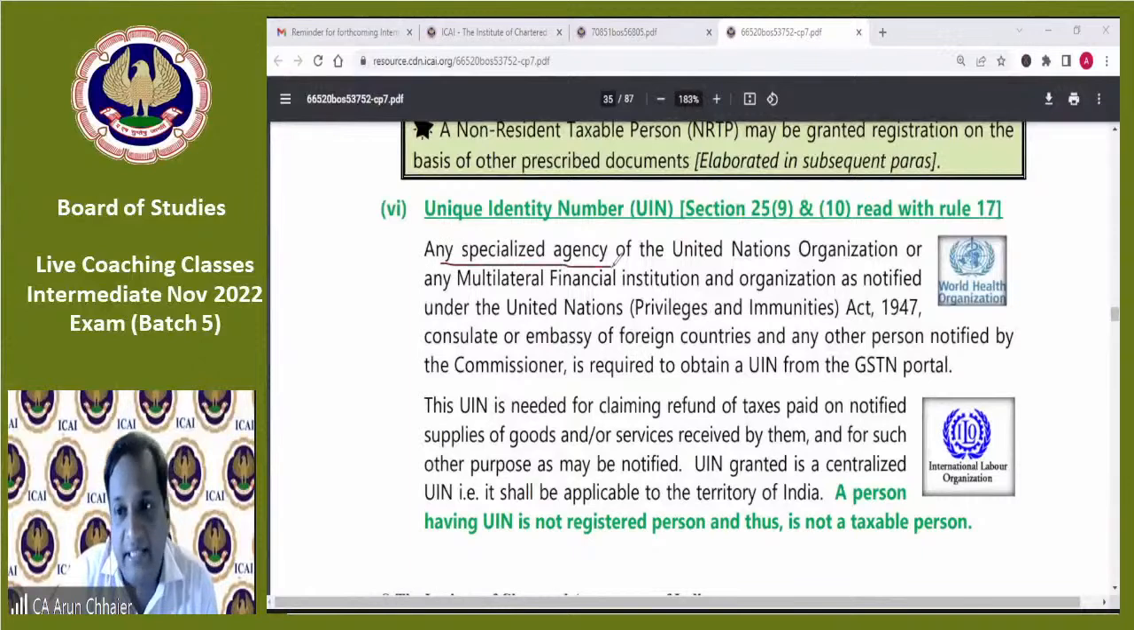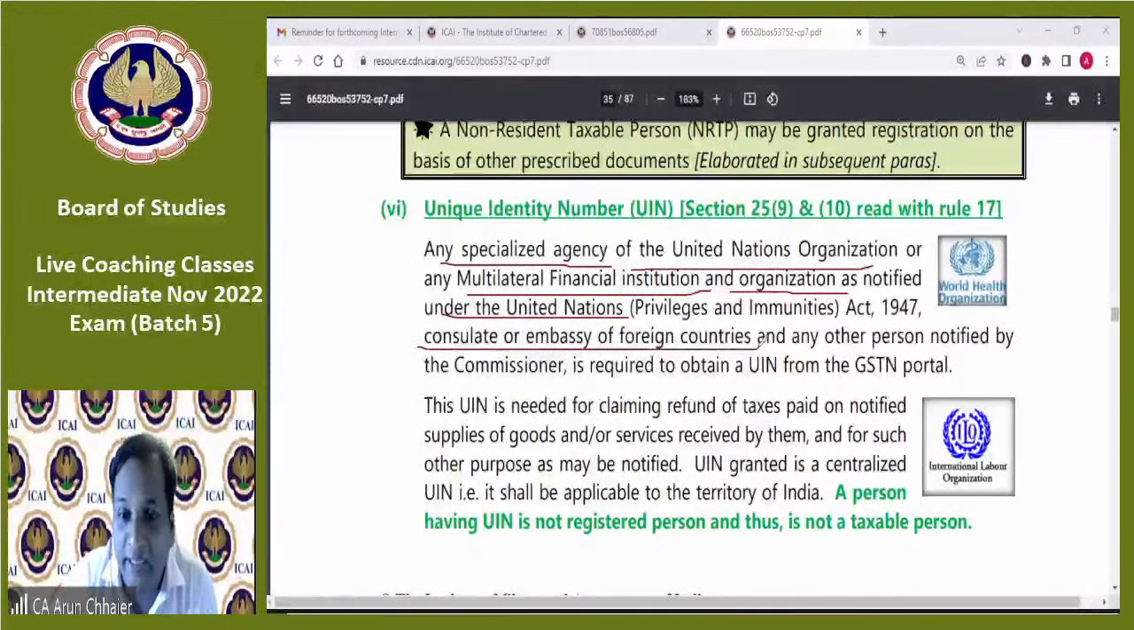Any specialized agency of the United Nations Organization or multilateral financial institution and organization as notified under the United Nations Act, consulates or embassies of foreign countries are required to obtain the UIN. And the main purpose of UIN is to take the refund.